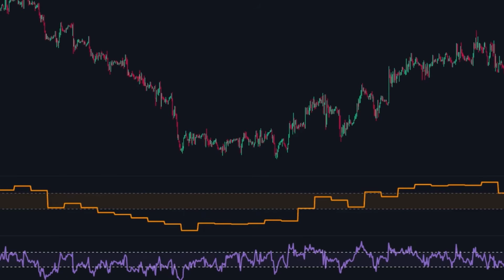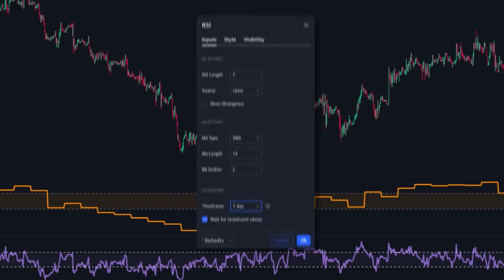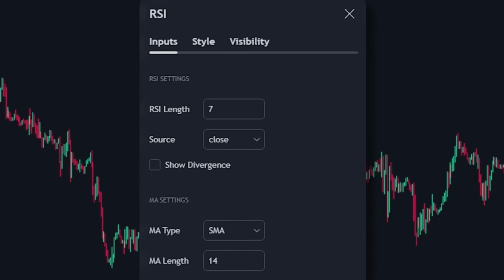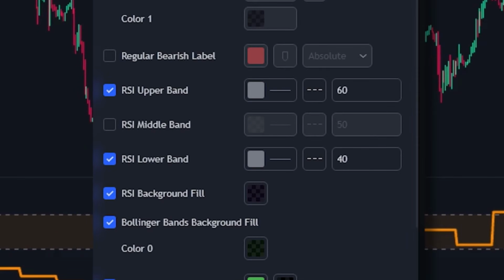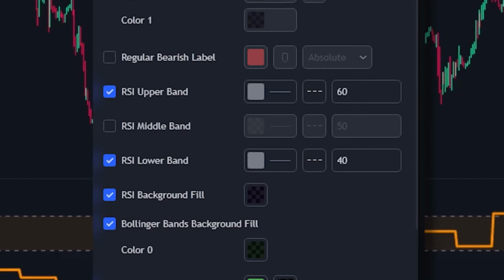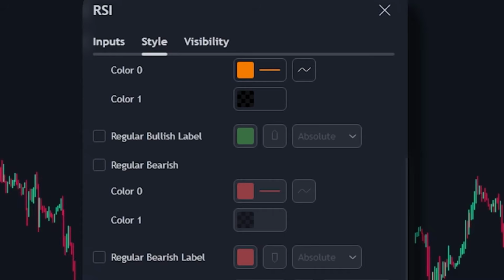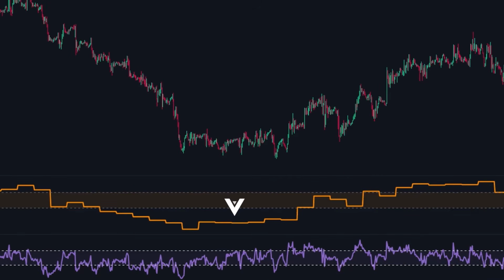First, add two RSI indicators to the chart. To represent the daily chart values, set the first RSI's period to 7 and the time frame to 1 day. Set the overbought and oversold boundaries to 60 and 40 respectively. Make sure to change the color of the RSI lines to distinguish between levels. For this video, I'll use orange for clarity. The orange RSI will help you detect the market trend over a longer time frame.